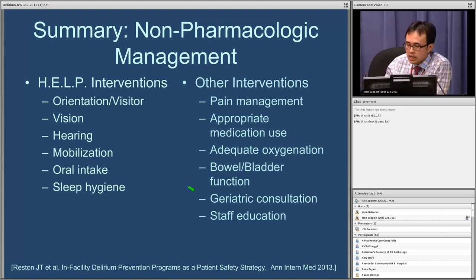I'll talk about a couple of other things that we didn't mention before, that some studies have showed that having a geriatrician consult on your patients within the hospitalized setting and review their clinical case has been shown to reduce delirium. And also, more importantly, what we're doing right now is education. Education has also been shown to reduce delirium as well. Okay.